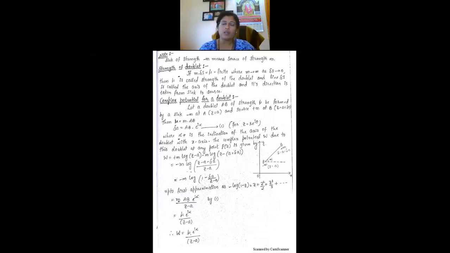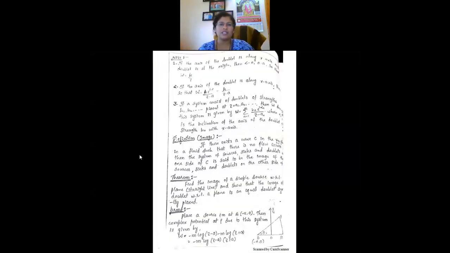This will be the complex potential for a doublet when you are keeping your doublet at the origin. That is a special condition. The same thing is here. W equal to mu by Z.